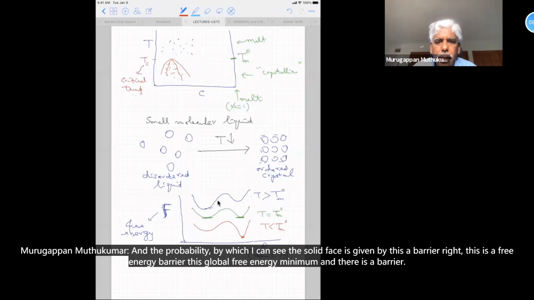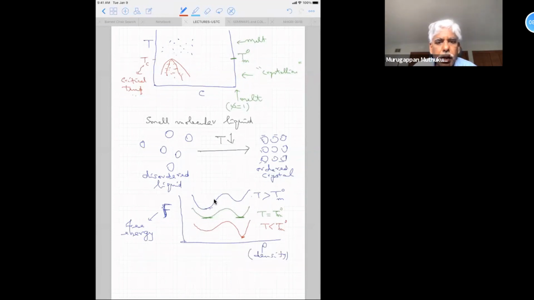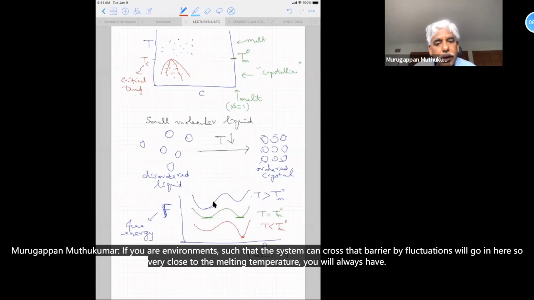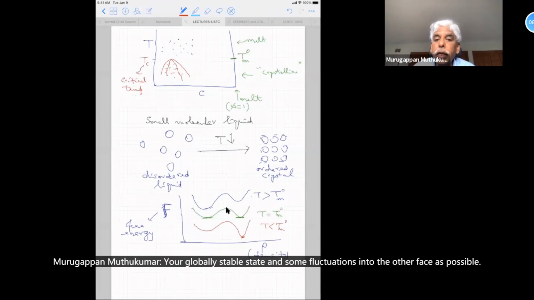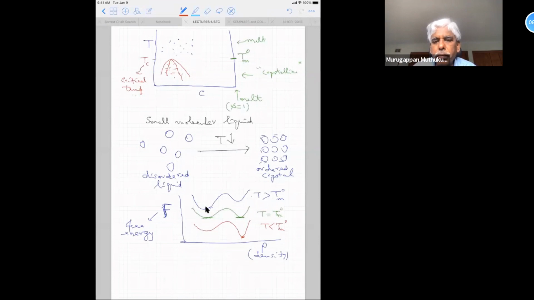This is a free energy barrier. This is the global free energy minimum, and there is a barrier. If your environment is such that the system can cross that barrier by fluctuations, it'll go in here. So very close to the melting temperature, you will always have a globally stable state and some fluctuations into the other phase. It's possible, right?